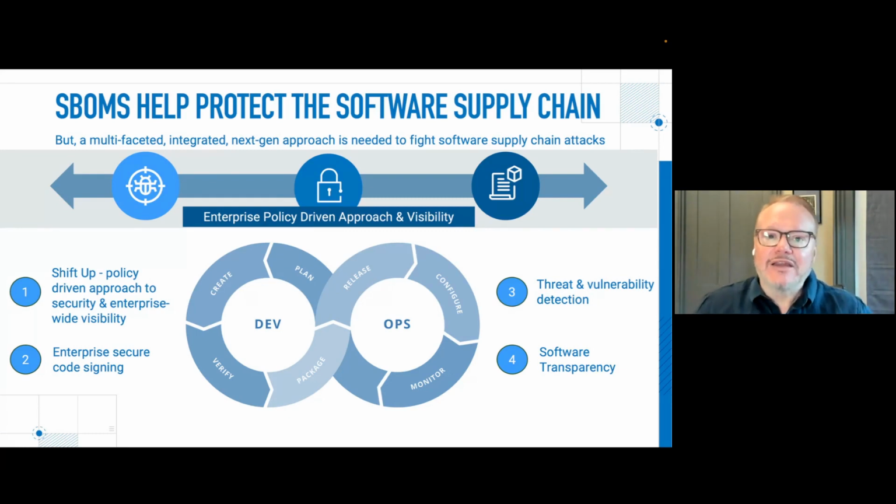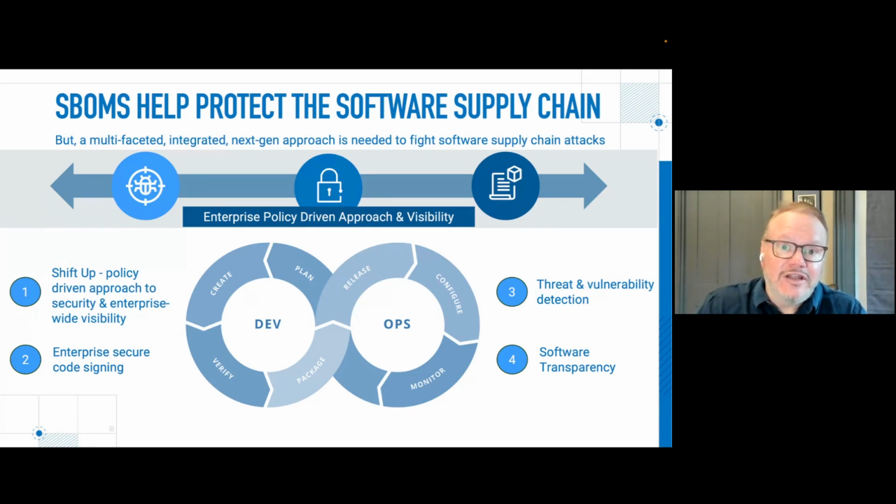But when we take a step back and think about how we protect the software development lifecycle and the software supply chain, it's really important to build a multifaceted and integrated next generation approach where we combine multiple aspects of software security. First, we want to take a step back and look at the big picture. Frequently we're focused down in the weeds on this particular issue or that particular issue, but it's really important for us to have some visibility into what's happening across the entire software lifecycle. So it's a policy-driven approach to security as well as enterprise-wide visibility.